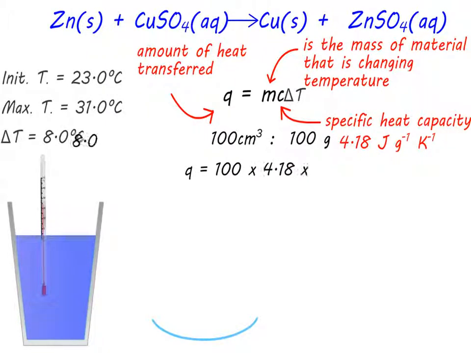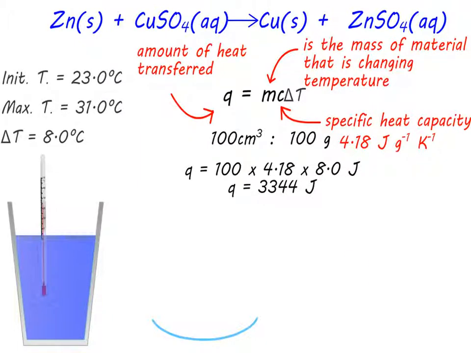The quantity of heat exchanged with the surroundings is 3344 joules. This quantity of heat is for 0.5 grams of zinc. We need to find the quantity of heat for 1 mole of zinc, since there is 1 mole of zinc in the balanced chemical equation.